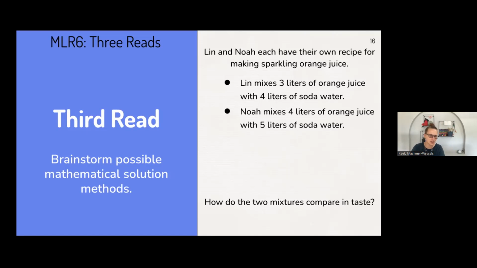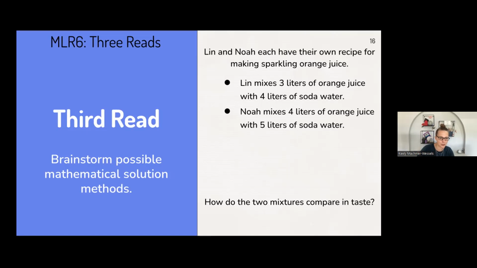Okay, and if anyone would like to share in chat, or you can come off of mute and share, what are some ideas, not looking for an answer yet, of just how might you get started? What's a representation that could help? Which has more orange than water? Which has a larger proportion of orange juice? Okay, because that would make it stronger. Okay, so thinking about which one has a bigger proportion of orange juice.